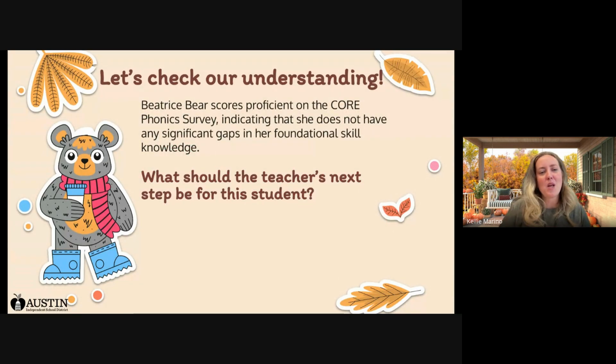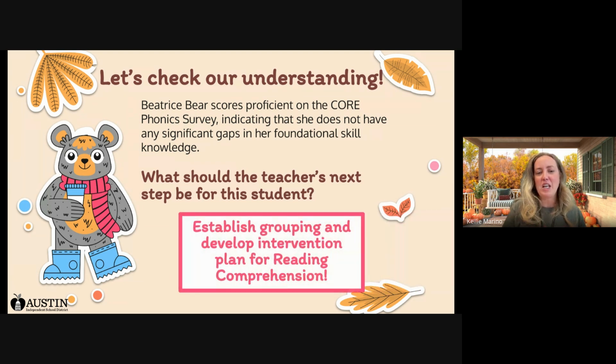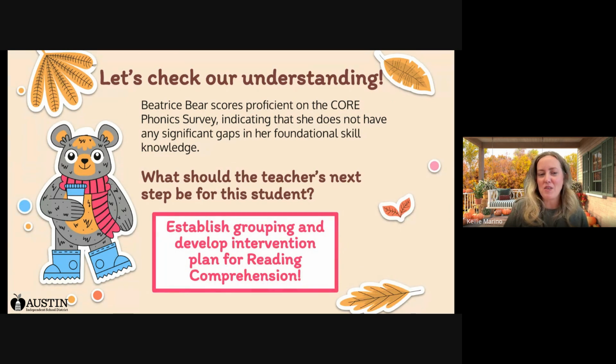Okay, last part. Beatrice Bear scores proficient on the core phonics survey, so hooray. This indicates that she does not have any significant gaps in her foundational skill knowledge. What should the teacher's next step be for this student? If you said establish grouping and develop an intervention plan for reading comprehension, you are correct, right?